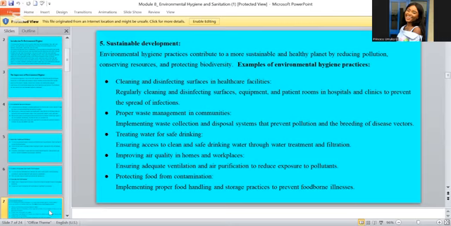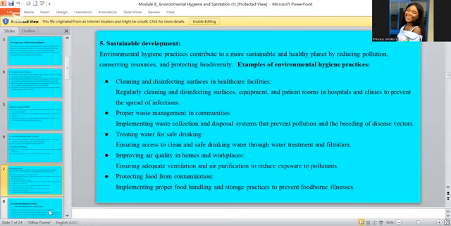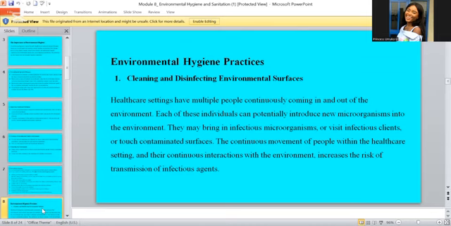Some examples of environmental hygiene practices include cleaning and disinfecting surfaces in healthcare facilities, proper waste management in communities, treating water for safe drinking, ensuring access to clean and safe drinking water through water treatment and filtration, improving air quality in homes and workplaces, ensuring adequate ventilation and air purification to reduce exposure to pollutants, and implementing proper food handling and storage practices to prevent foodborne diseases.